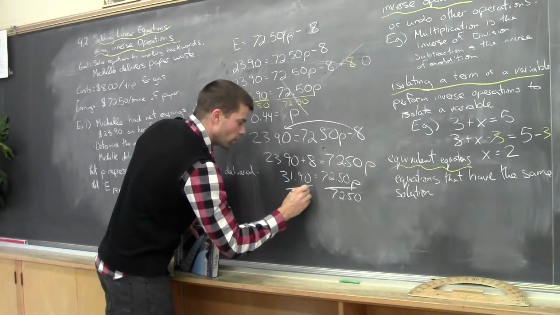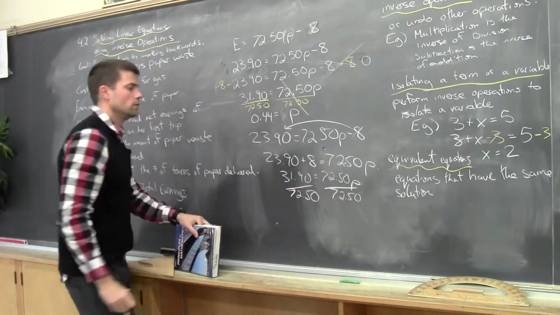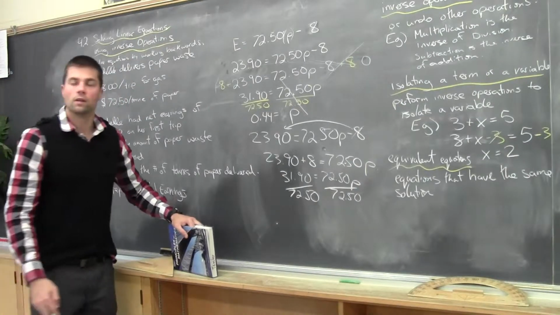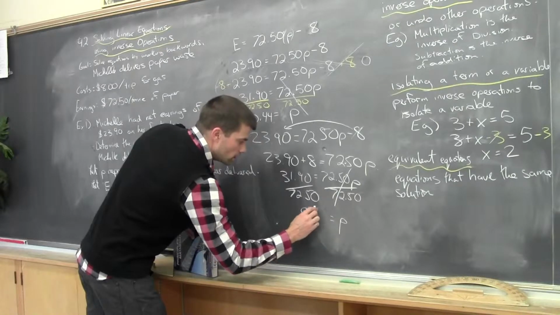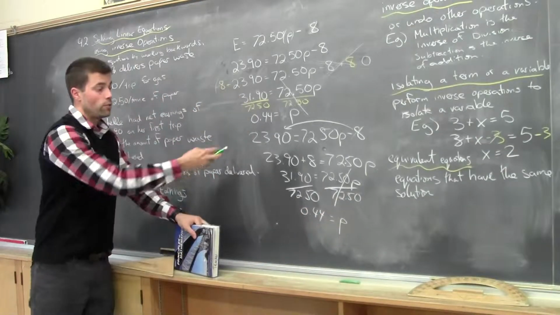Did you guys do this in grade 8? Yeah. Okay. Yeah, so it's a bit of review. Some guys didn't. So this crosses out now, and p is equal to that same value. Right? That's the way I would do it.